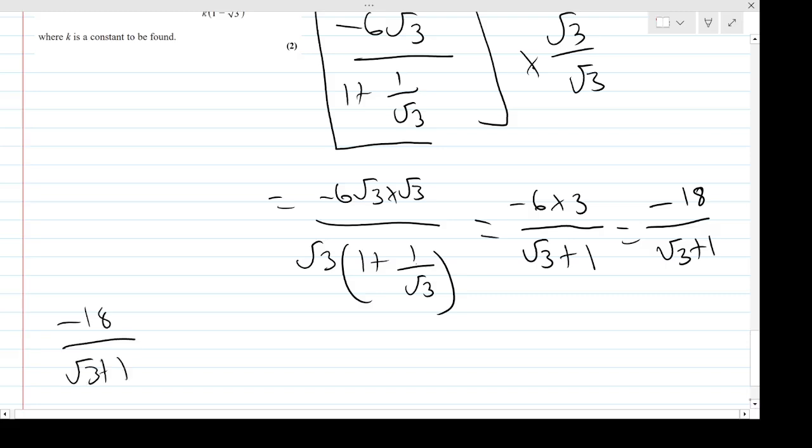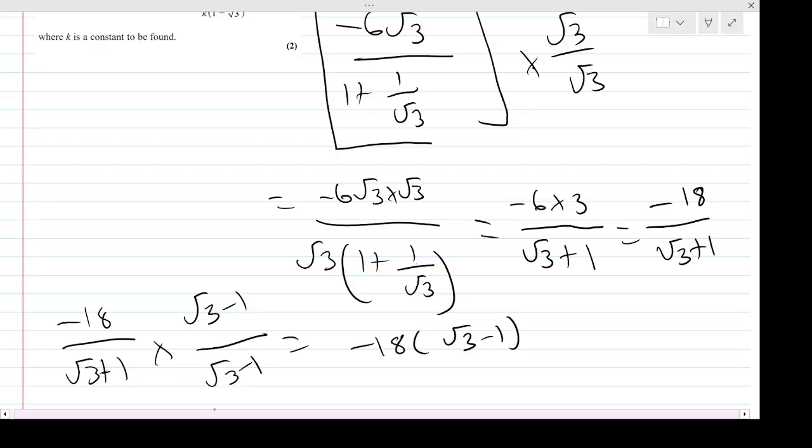Well, how do we simplify this? We've got a surd on the bottom, so we need to rationalize it. How do we rationalize? I'm going to apply the exact same process again, nothing new. I'm going to times by the conjugate, so I'm going to flip the sign: instead of adding, I'm going to subtract. So root 3 take away 1 over root 3 take away 1, again to create a difference of 2 squares on the bottom. So I'm going to have minus 18 lots of root 3 take away 1 over root 3 plus 1, root 3 minus 1.